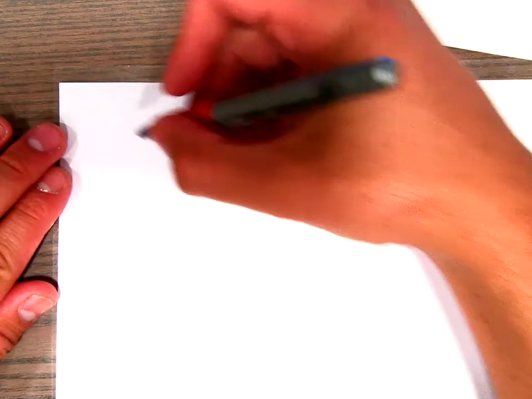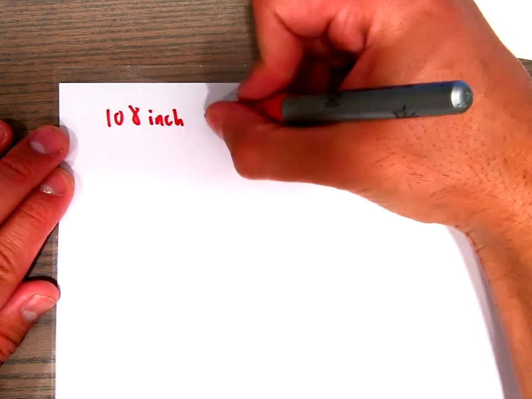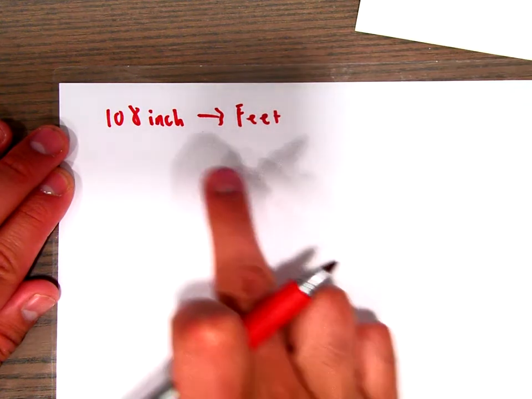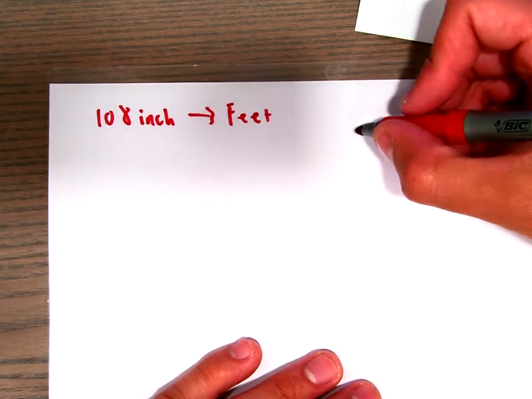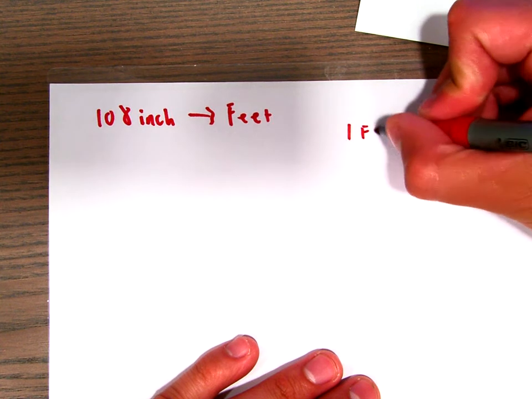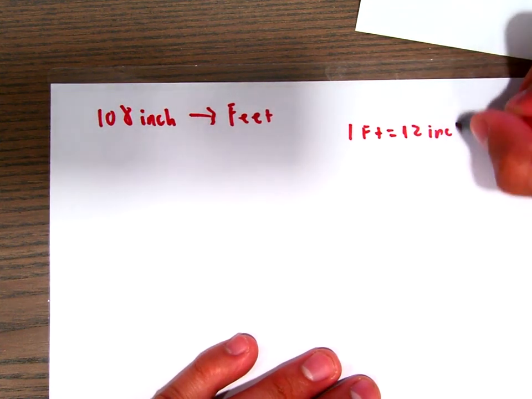Okay, so let's say I have 108 inches, and I want to convert that into feet. So basically my conversion would be inches to feet. So I'll skip that step for now. I'm going on to step 2, writing my equivalent. I know that 1 foot equals 12 inches.